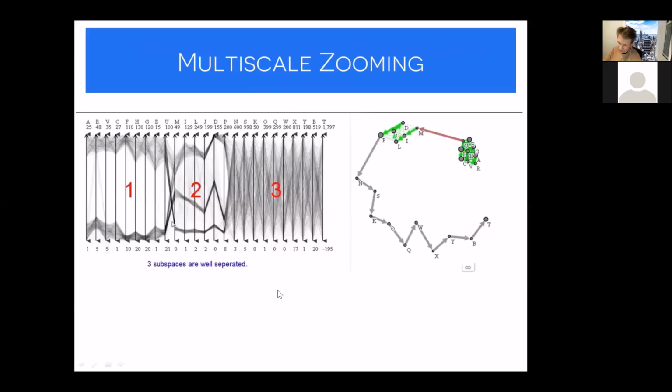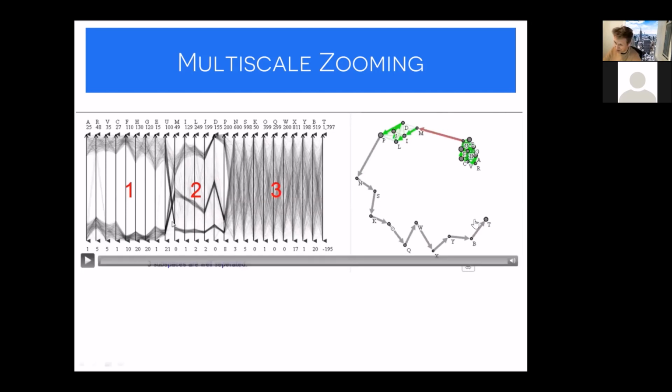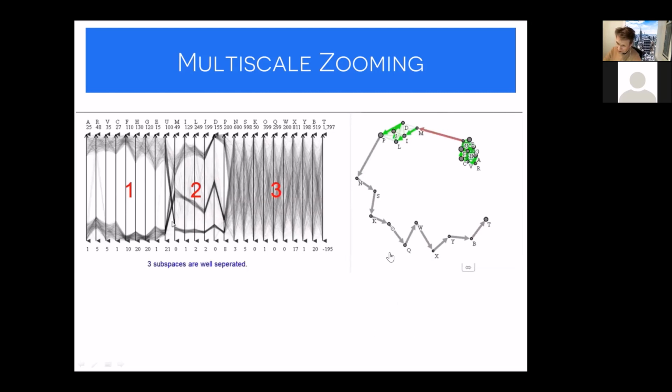You may also ask, what happens if you have 100 or 500 dimensions? What are you going to do? There's going to be a very complex look, and you may want to focus only on this particular one or this particular one. So what you can do is something called multi-scale zooming, okay?